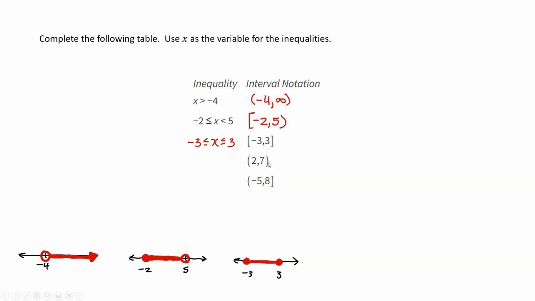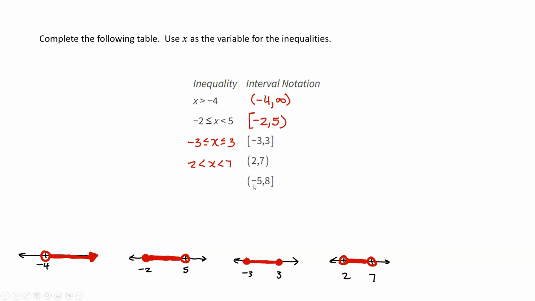2, comma 7 with parentheses. Again, it looks like an ordered pair. It isn't, because you're told it is an interval. So on a number line, you would see at 2 and 7 open dots with the region between them shaded. So you would write this as 2 is less than x, which is less than 7.